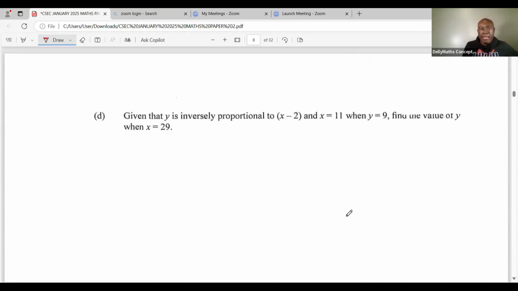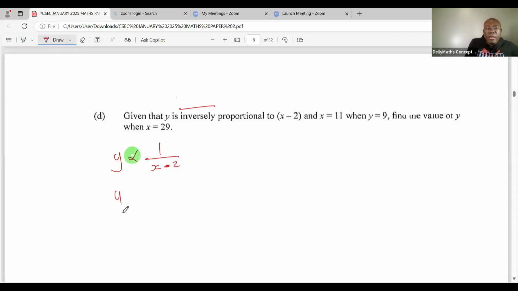The D part of the question, and I think this is the last one here, says, given that y is inversely proportional to x minus 2, x is equal to 11 when y is equal to 9, find the value of y when x is equal to 29. Now we're doing an inverse question. So here's the idea: y varies inversely. Whenever we have inverse, it's going to be 1 over the idea. The idea is x minus 2. So this is the reality.